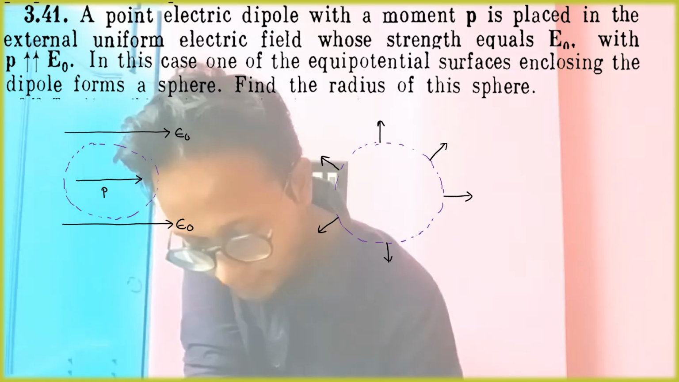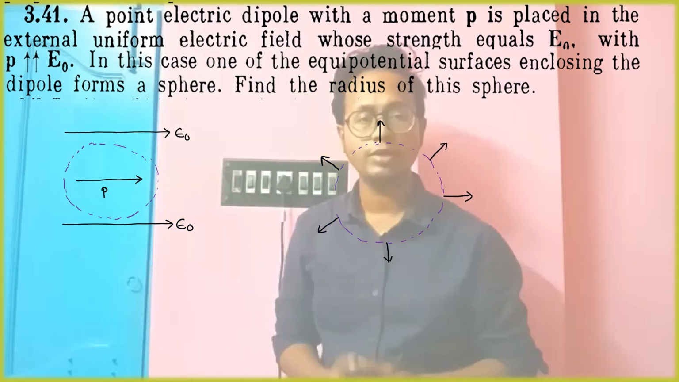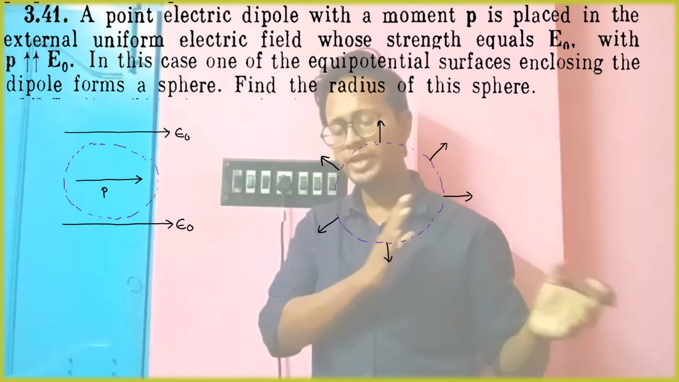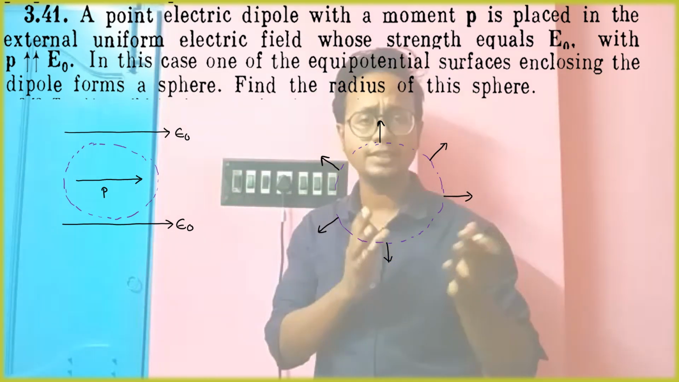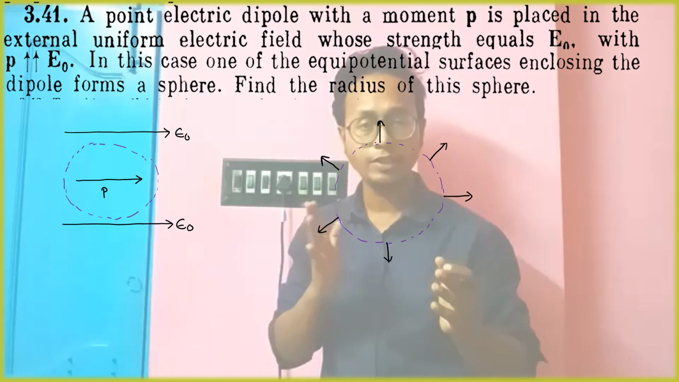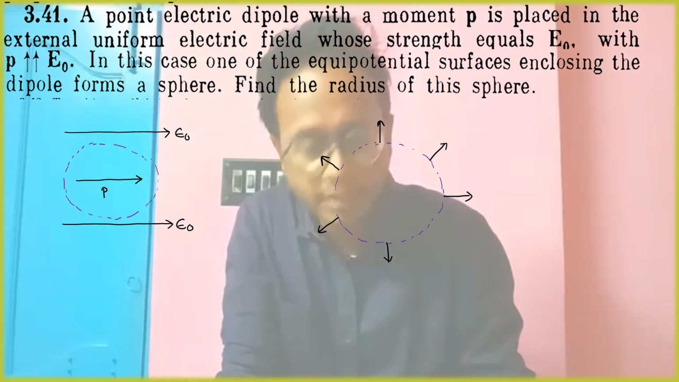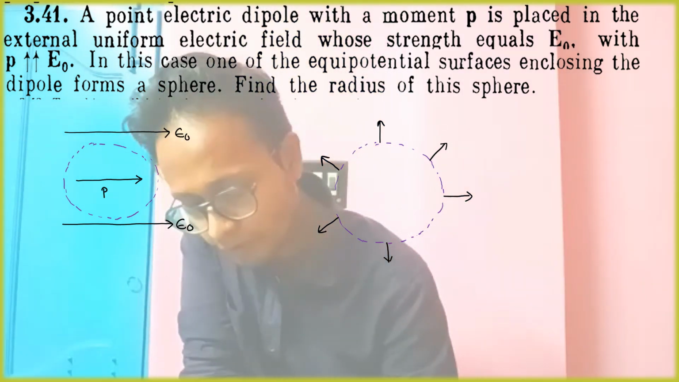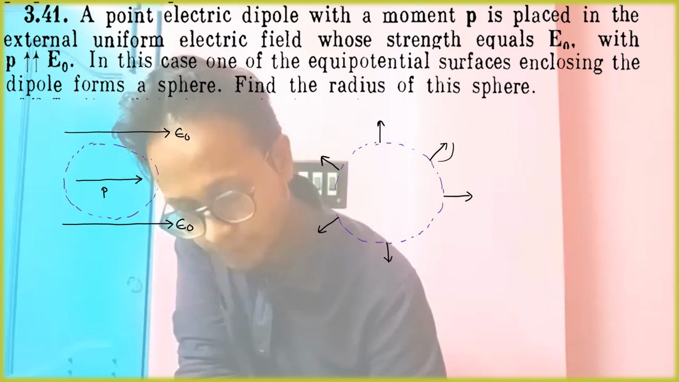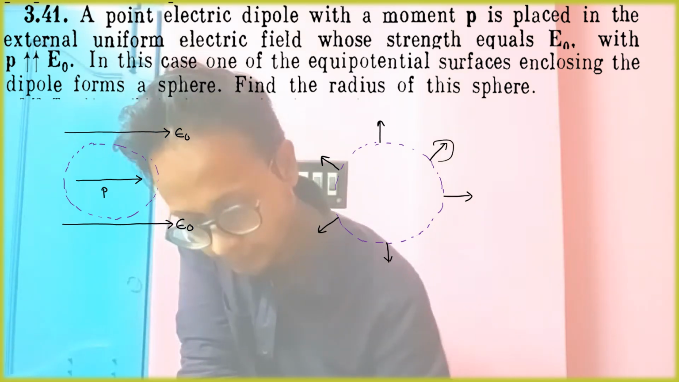The total electric field at each point would be perpendicular to the surface. Now, if I pick any one of the electric field lines and analyze it, I'll get the gist of what things look like, or what the radius of the circle is. So let's pick any one of the field lines. Let's pick this field line.